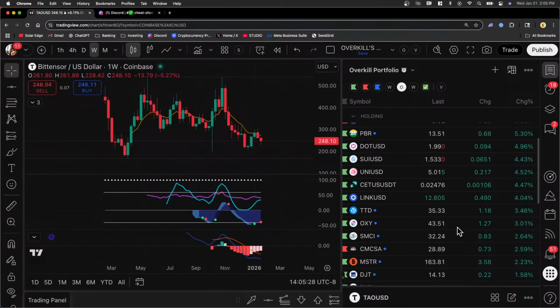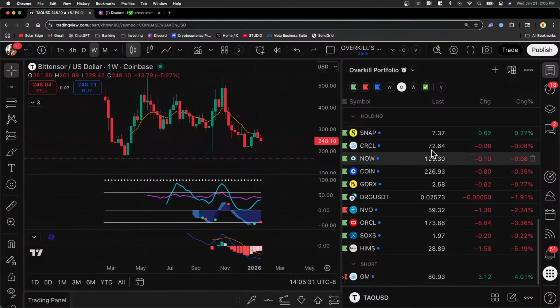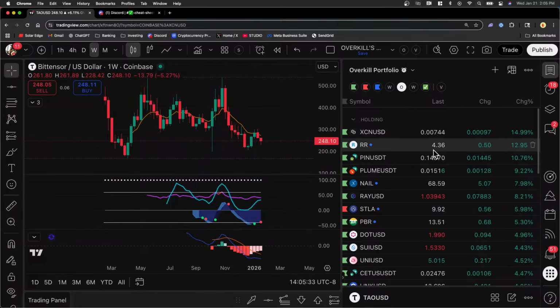So all these names being green offset all these names being red. I have about 20 to 25 positions on at any one time, and I add to positions if they go the other way on me. I'll just look for a place to average out. I'm not going to panic because they're going down. I'm going to stick to my plan, right?